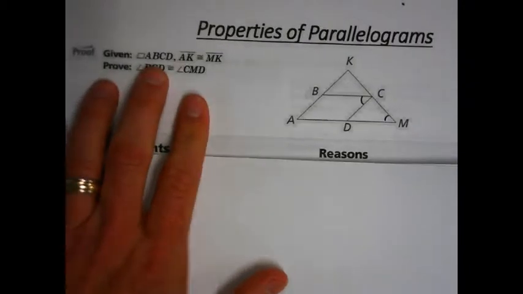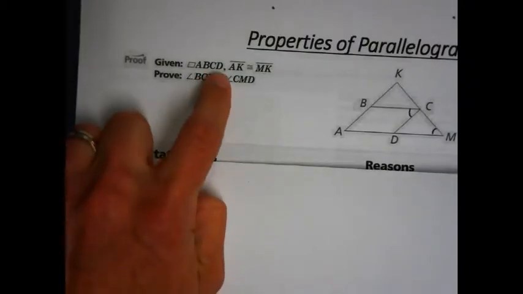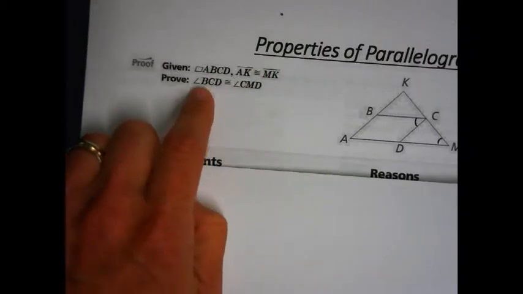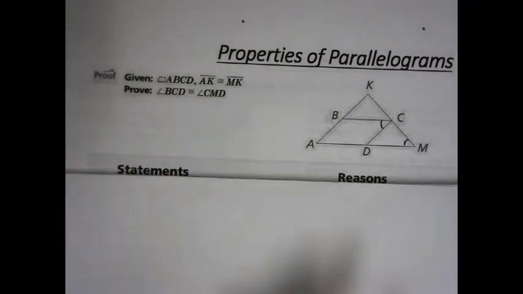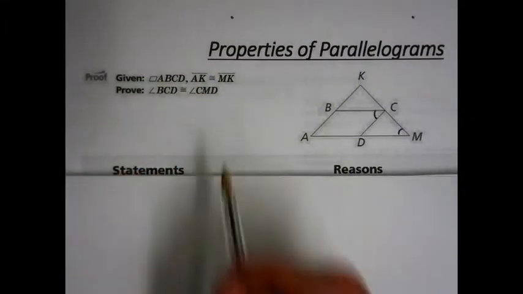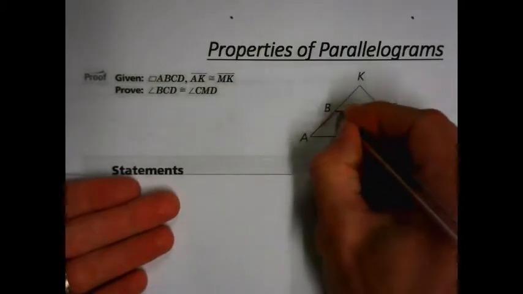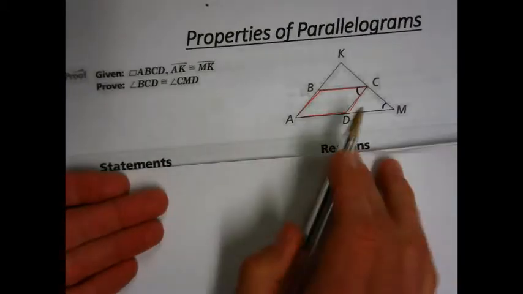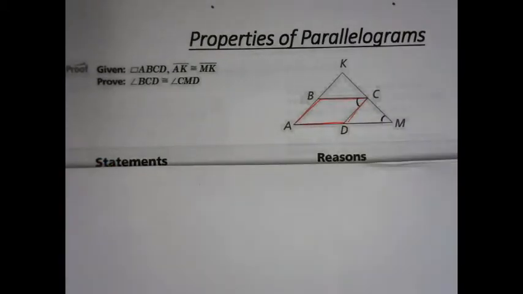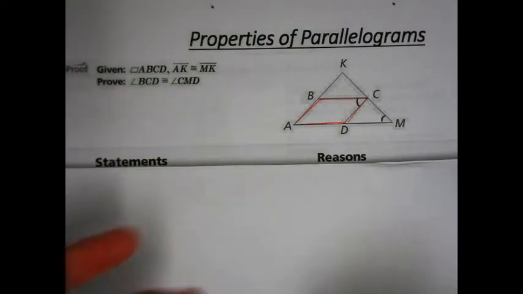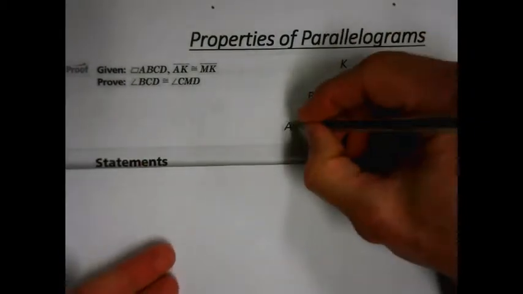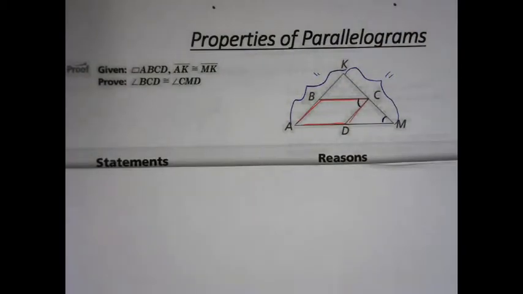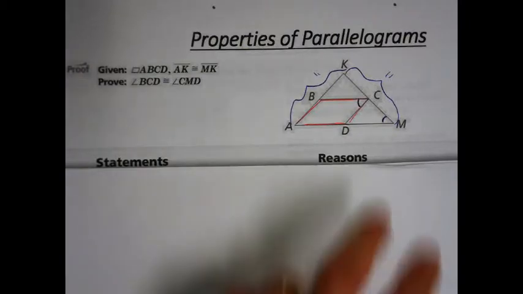It's saying given a parallelogram ABCD, and segment AK is congruent to segment MK, we're going to prove angle BCD is congruent to angle CMD. So we've got to figure out what's happening. We're given that we have a parallelogram ABCD, and what we're trying to prove is that this angle, BCD, is congruent to this angle, CMD. And we know that this whole big AK is congruent to KM. We got to come up with a game plan to prove these two angles are congruent.